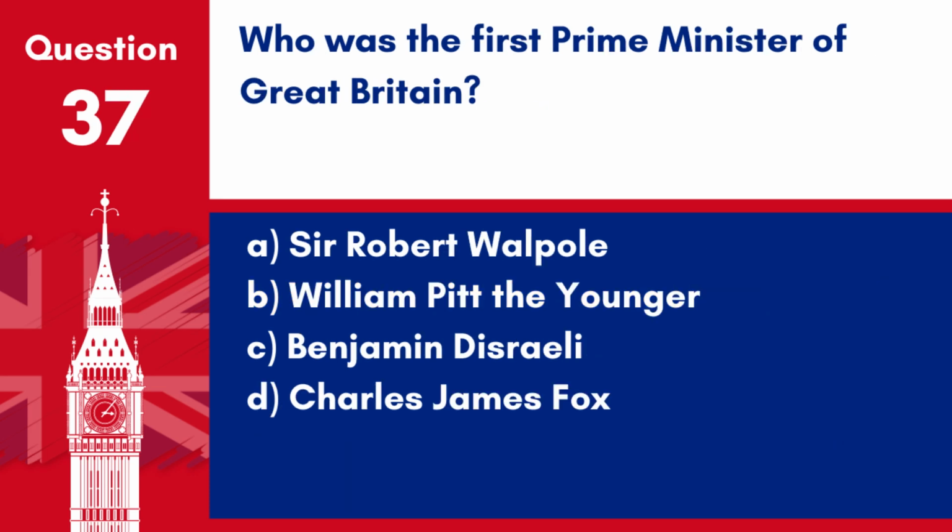Question 37. Who was the first Prime Minister of Great Britain? A. Sir Robert Walpole. B. William Pitt the Younger. C. Benjamin Disraeli. D. Charles James Fox. Answer: A. Sir Robert Walpole. Sir Robert Walpole is generally regarded as the first Prime Minister of Great Britain, serving from 1721 to 1742.